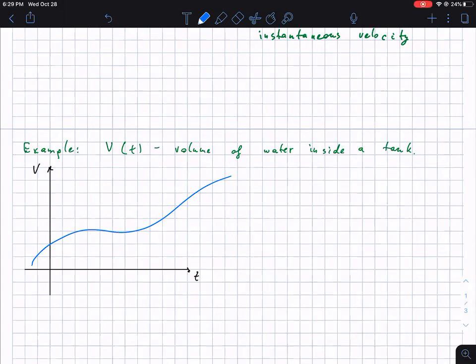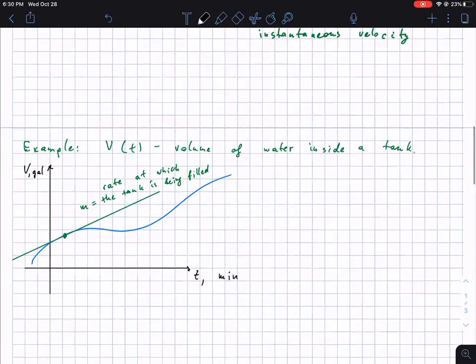The slope of this graph, if you were to draw a tangent line at this point, would be equal to the rate at which the tank is being filled. Why? Well, what are the units of this slope? If this is the volume, let's say it's gallons, and T, let's say it's minutes, then the dimensions of M would be gallons per minute.